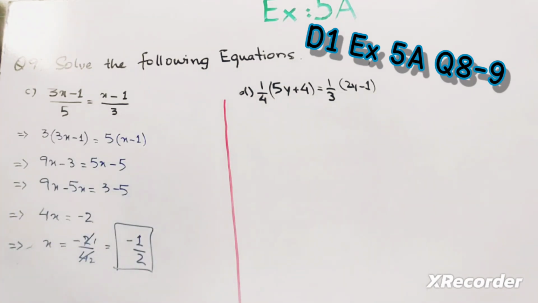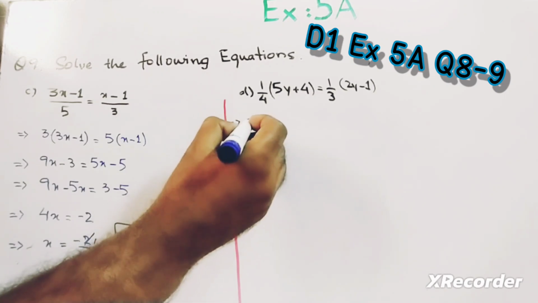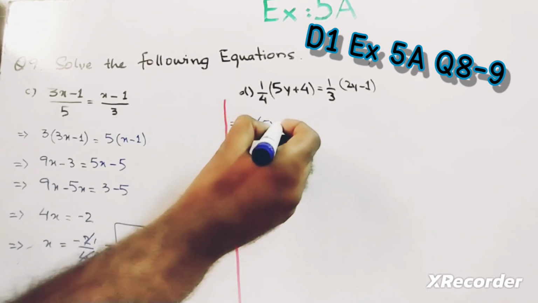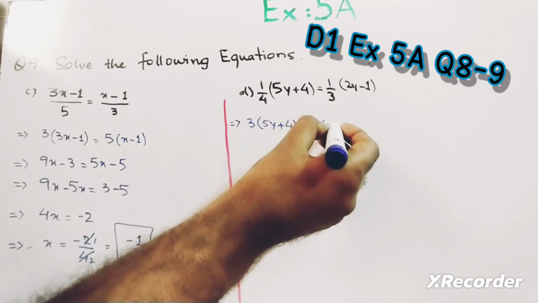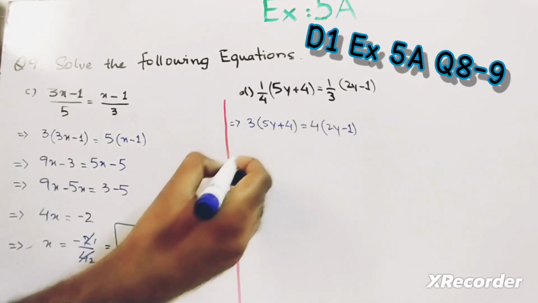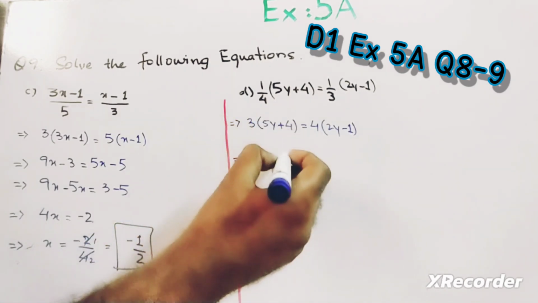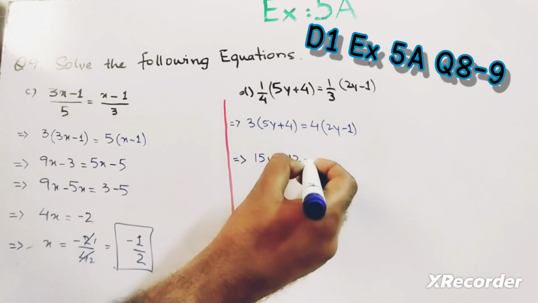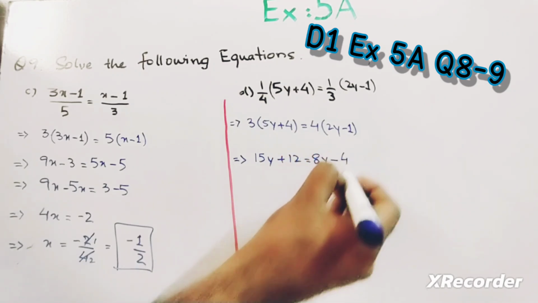Now part D: 1 upon 4 bracket 5y plus 4 is equal to 1 upon 3 bracket 2y minus 1. By cross multiplying what we get is 3 bracket 5y plus 4 is equal to 4 bracket 2y minus 1. 3 times 5 is 15y, plus plus plus 3 times 4 is 12, is equal to 4 times 2 is 8y, plus minus minus 4 times 1 is 4.